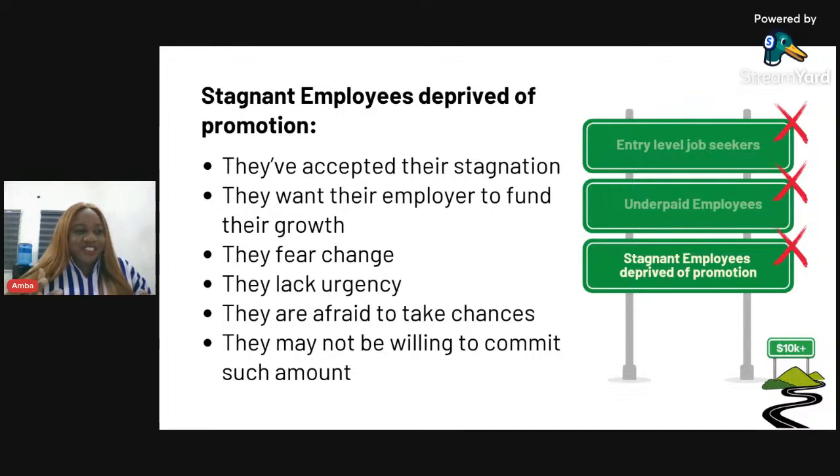They fear change. That's why they're stagnant. They've stayed in this place for 20 years. They fear change. They lack urgency. They're afraid to take chances. They may not be willing to commit such an amount. So you see what's going on here with these three target audiences. While this coach is trying to sell her 150K course to help them find jobs, she may be positioning wrongly if she focuses on this kind of people, because she'll find herself convincing them, trying to create desire, trying to create demand. And this is a problem.